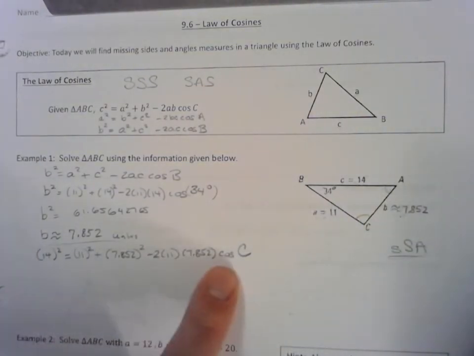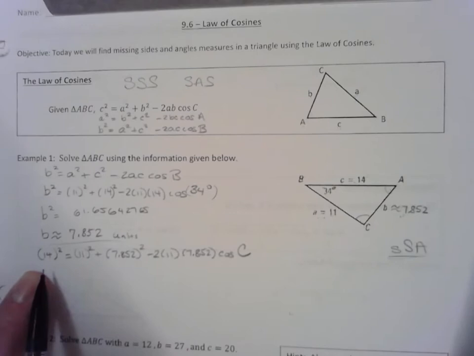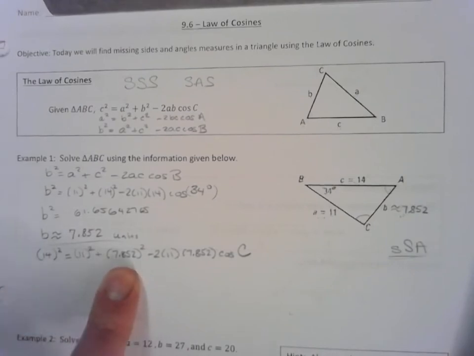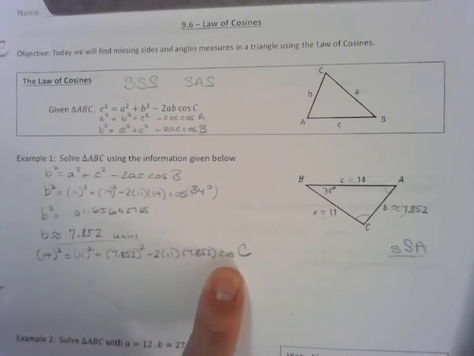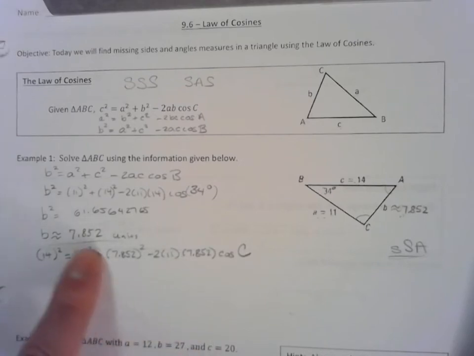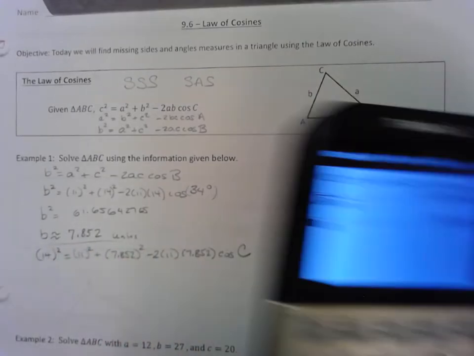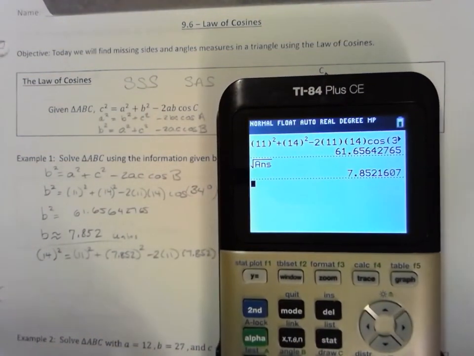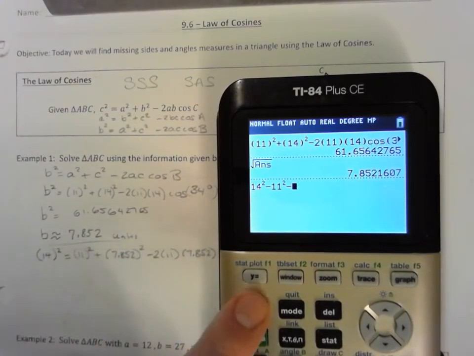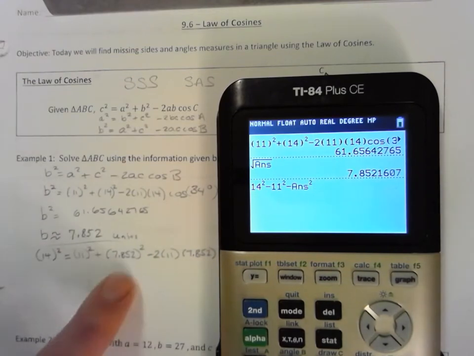Now, we got to be careful when we calculate this. This is a constant, this is a constant, this is a constant, and this is a coefficient of the cosine. So I can't really treat this as constants like these. But I can move these to the other side, and I'm going to do that arithmetically using my calculator. So what is 14 squared? Now I'm going to move this to the other side. So I'm going to minus 11 squared. I'm going to move this to the other side, minus the answer squared.